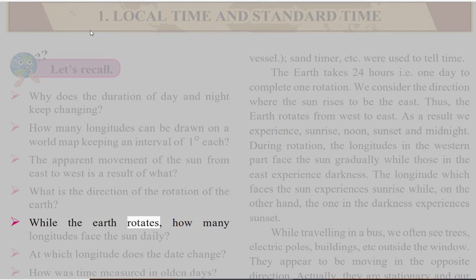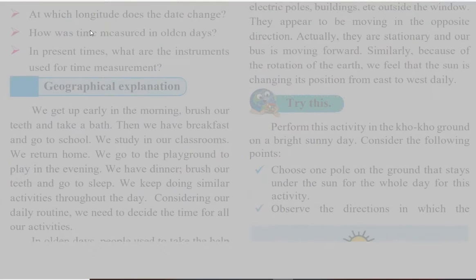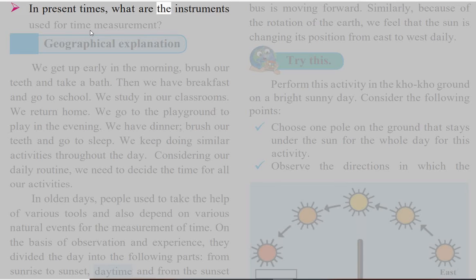While the earth rotates, how many longitudes face the sun daily? At which longitude does the date change? How was time measured in olden days? In present times, what are the instruments used for time measurement?